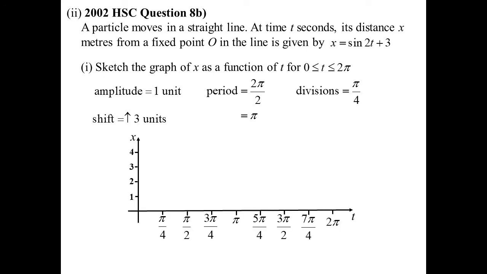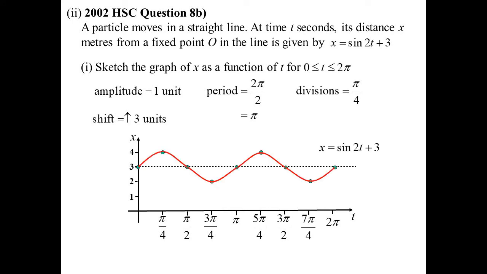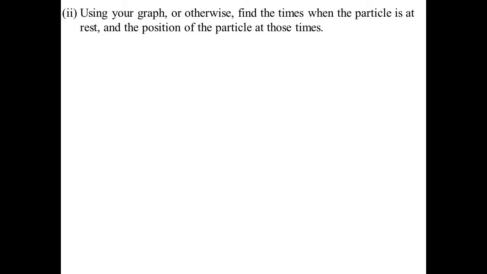So there's my axes. I'll just draw in the axis of our function, because remember it's been shifted up 3, so I know where to plot the points. It's a sine graph, so I would start at the axis, and then it will go up and down, up and down, up and down. So there's our graph. Using your graph or otherwise, don't go otherwise. Find the times when it's at rest. It's so much easier to use the graph.